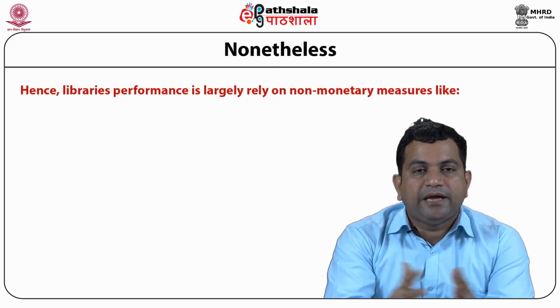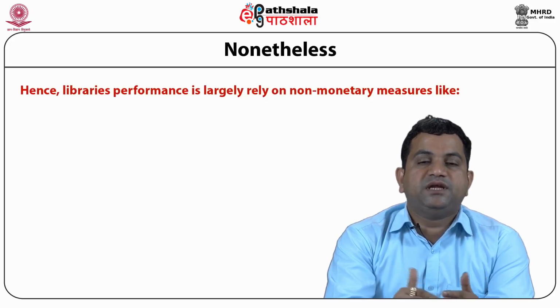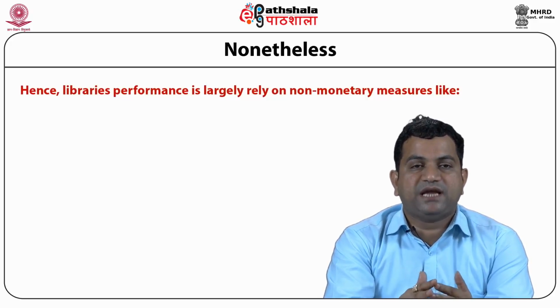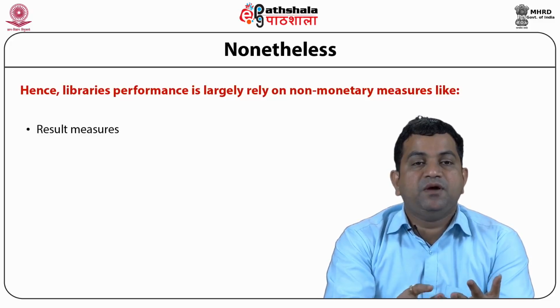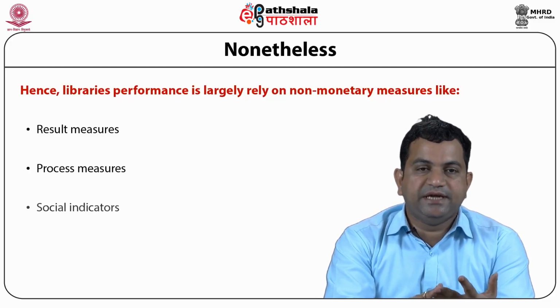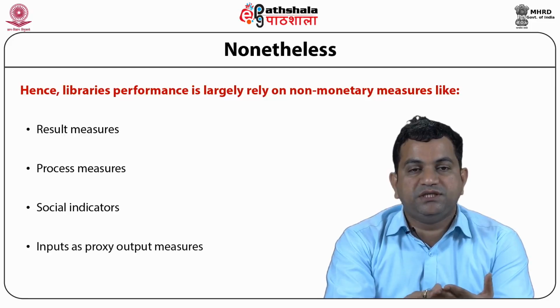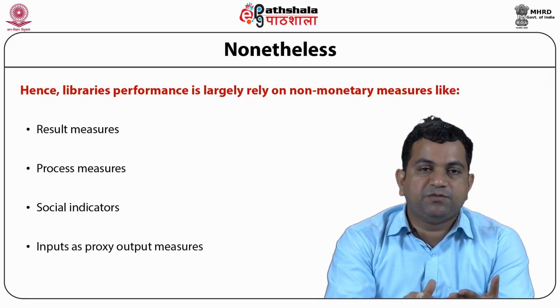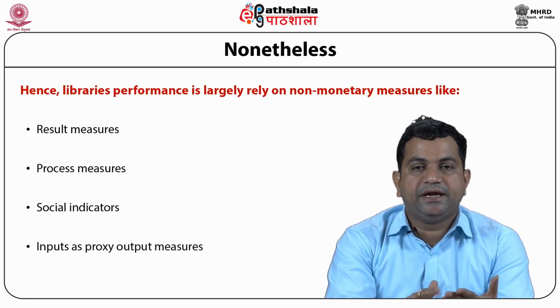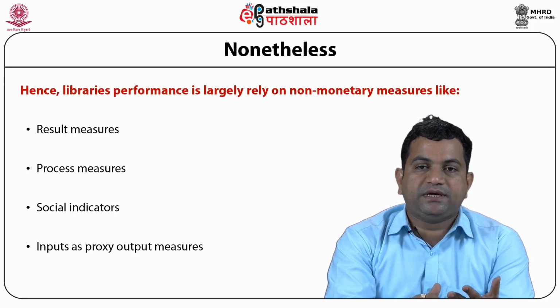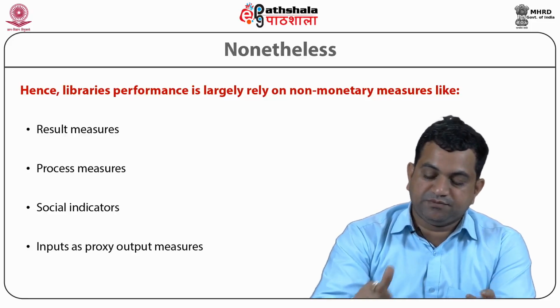Hence, libraries' performance largely relies on non-monetary measures like result measures, process measures, social indicators, and inputs as a proxy for output measures. These are some of the performance indicators of non-monetary measures for performance.